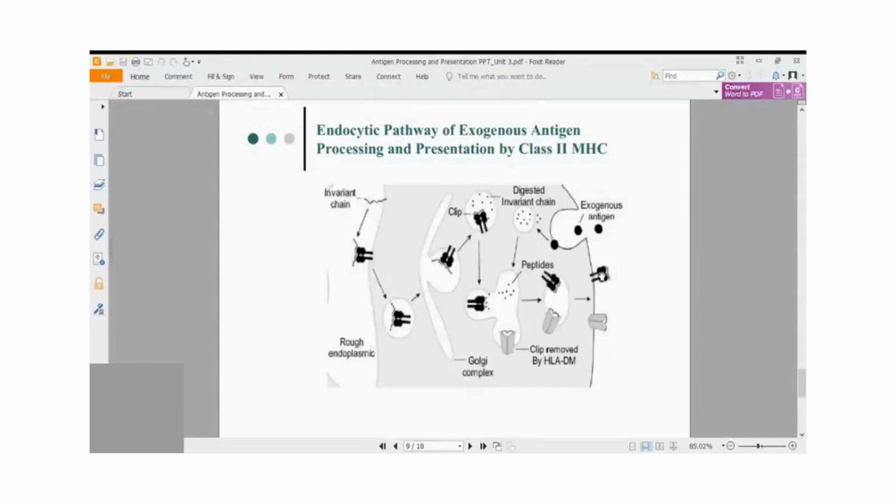So class 2 MHC restricts Th cells, and Th cells are class 2 MHC restricted. Without presentation of antigen on class 2 MHC, Th cells on their own cannot be activated. They have to be presented antigen on class 2 MHC. And class 1 MHC is meant for activation of CD8 T cells and NK cells. So now you know the importance of both these molecules, class 1 and class 2 MHC.